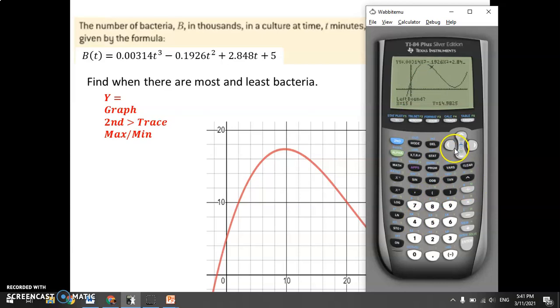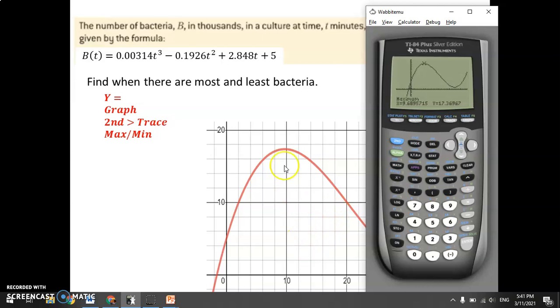Press that. I need to go to the left of my maximum point. So see the little cursor moving on there? Okay, there I'm going to the left of the maximum point. I'm going to go to the right when it says right bound, because I'm creating boundaries around where I'm looking for the max there. And then it says guess. That means put your cursor kind of where you think the max is. So I'm going to put it somewhere in the middle there. Okay, enter. Great. It calculates my maximum point right there.